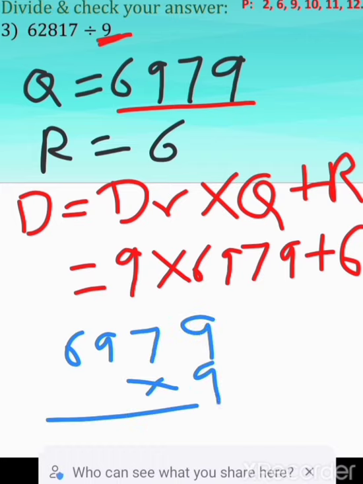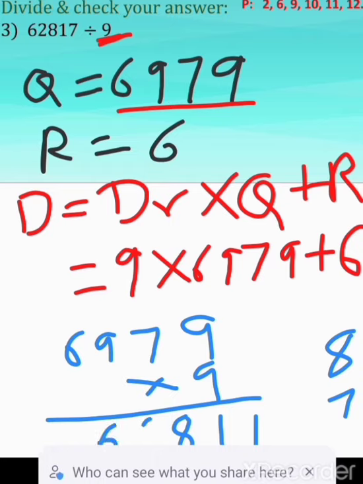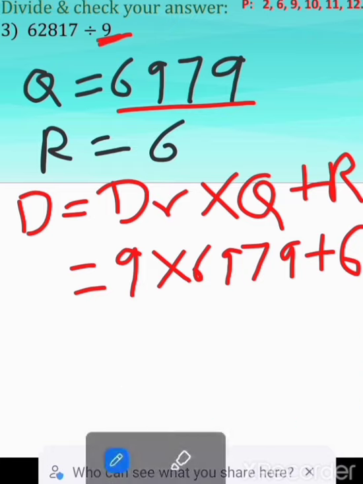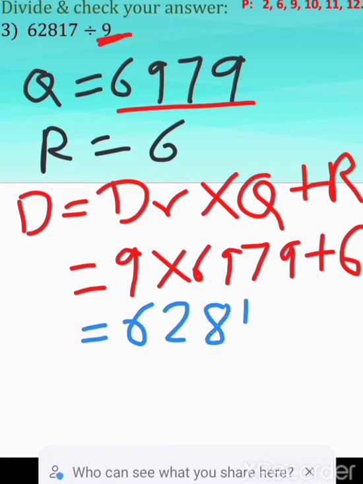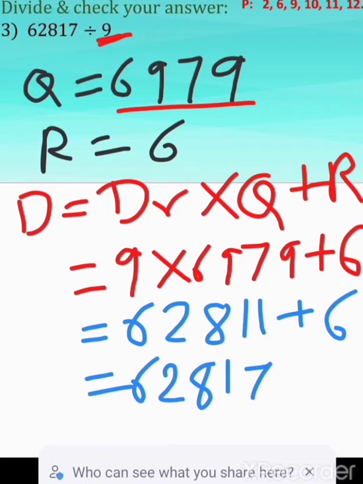6,979 into 9. 9 9s are 81, 8 carry. 9 7s are 63 plus 8 will be 71, 7 carry. 9 9s are 81 plus 7 will be 88, 8 carry again. 9 6s are 54 plus 8 will be 62. So I have got 62,811. I'm rubbing this and writing here 62,811 plus 6. Let's do the addition. 1 plus 6, it will be 7. 1, 8, 6, 2. So my number is the same. If you are getting the same number, that is your dividend, it means the whole division you have done correctly.